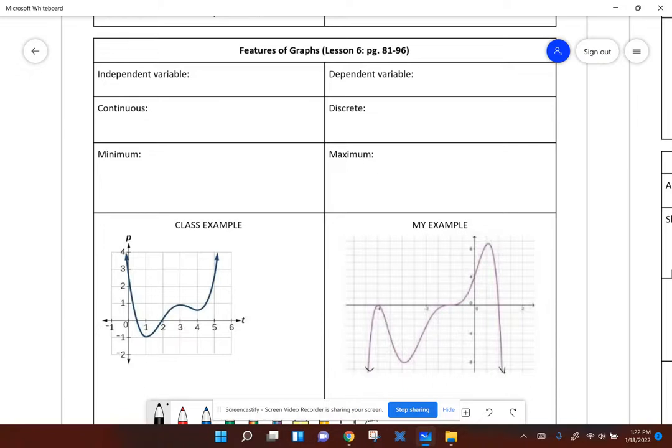This is the features of graph section from your packet. An independent value is the x value or the input in our function. This means the dependent variable is the y value or the output.